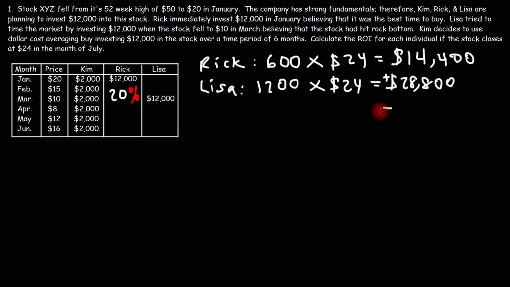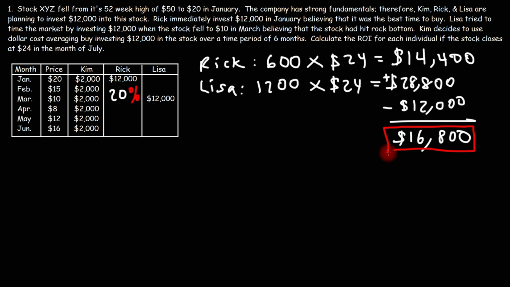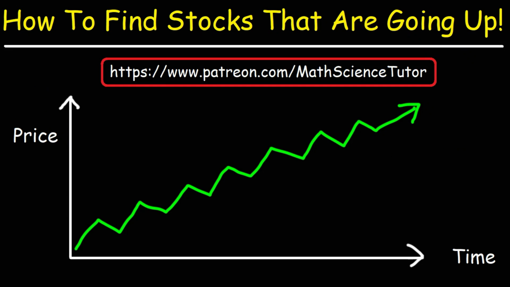That's a plus sign. And now let's subtract her original investment, which is 12,000. And so 28 minus 12, that's going to be 16. So her net profit from this trade is $16,800. Even though she didn't buy the stock when it bottomed out, the fact that she bought it at a much lower price greatly increased her return. $16,800 is much bigger than the return that Rick got, which was $2,400.